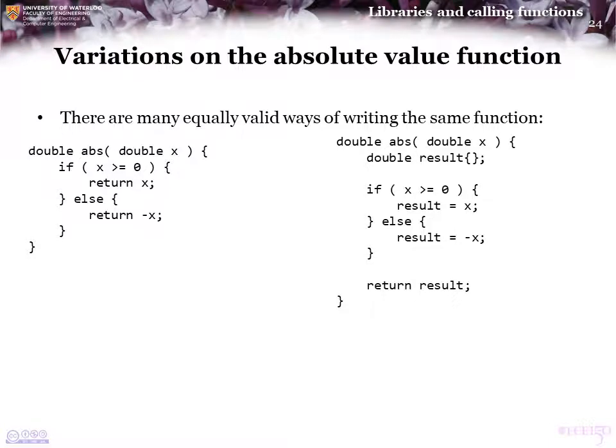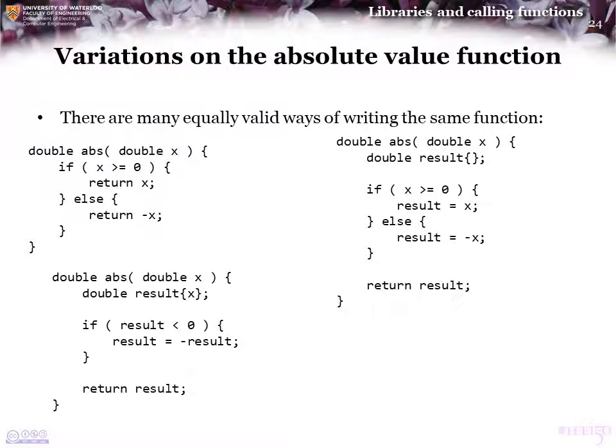Alternatively, you could declare a local variable result. Then, if x is greater than or equal to 0, you assign to result the value of x. Otherwise, you assign to result the value of negative x, and then you return the result. Here's another possibility. You declare a local variable result and you initialize it with the value of the parameter x. Then you check. If result is less than 0, you assign to result its negation, and then you return whatever the value of result is.